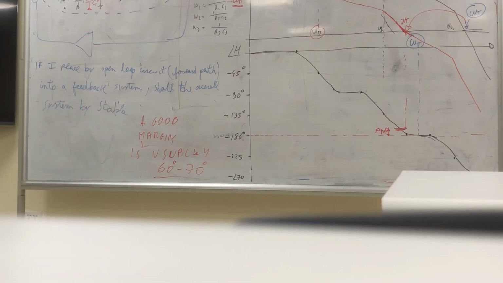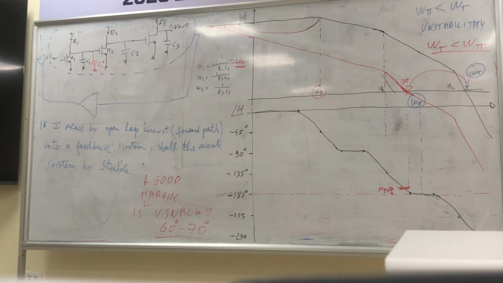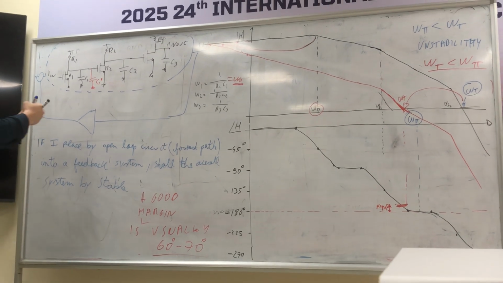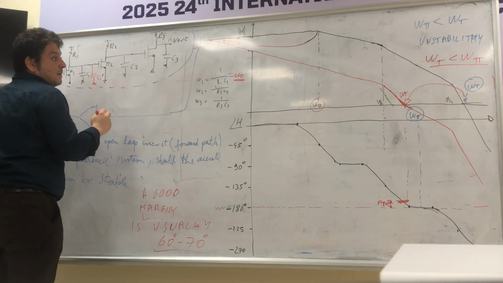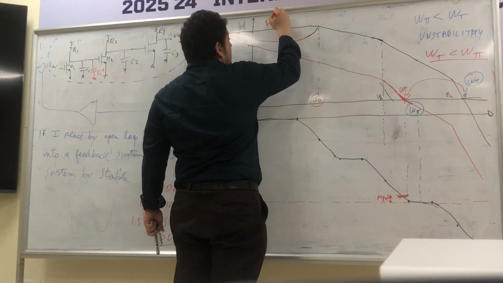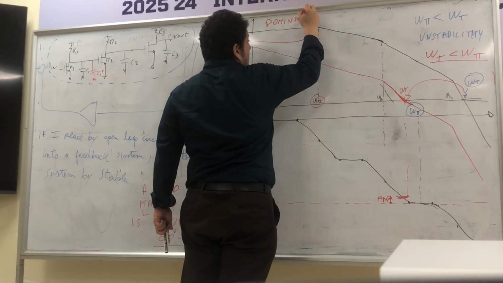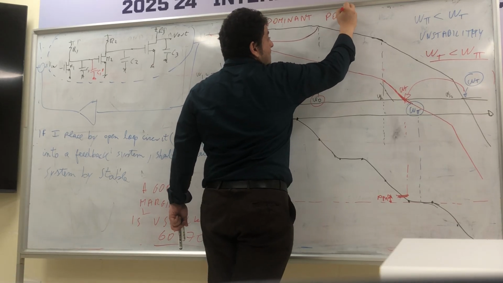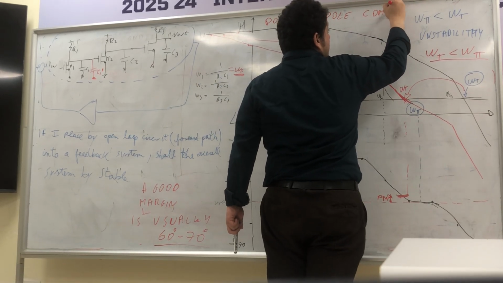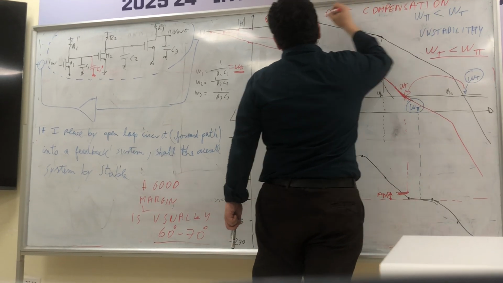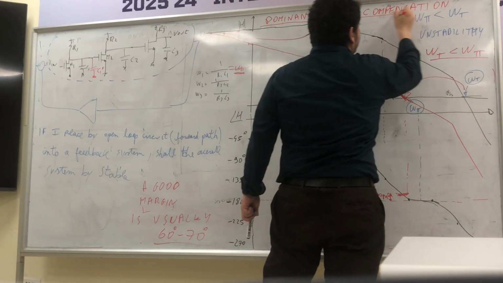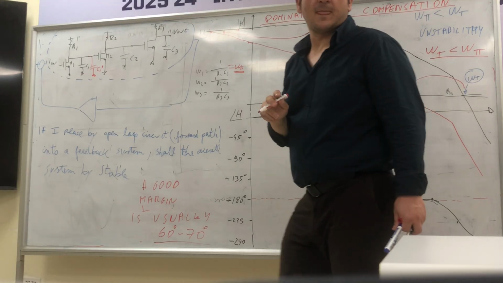Just the last remark and then I'll let you go. So this is called dominant pole compensation. Okay? Dominant pole compensation.